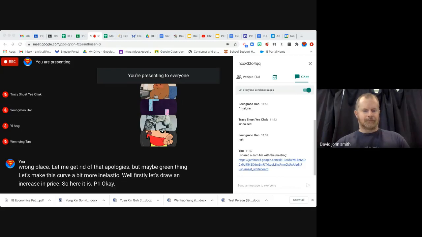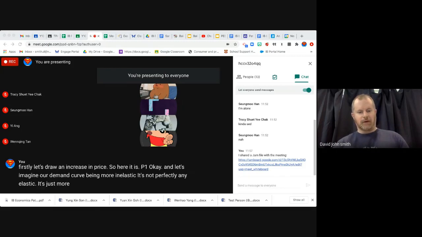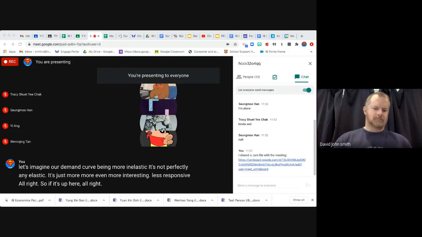Okay. And let's imagine our demand curve being more inelastic. It's not perfectly inelastic, it's just more inelastic than it was before, less responsive. All right, so if it's up here, okay, the quantity change is going to be very, very slight. Do we see that? There's not a lot of quantity change at all.